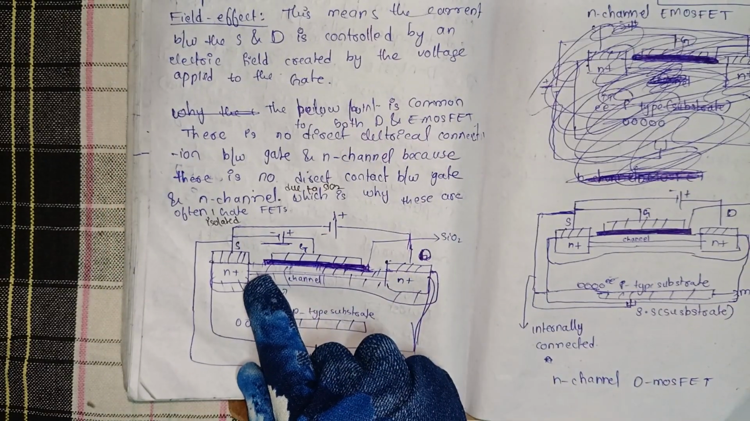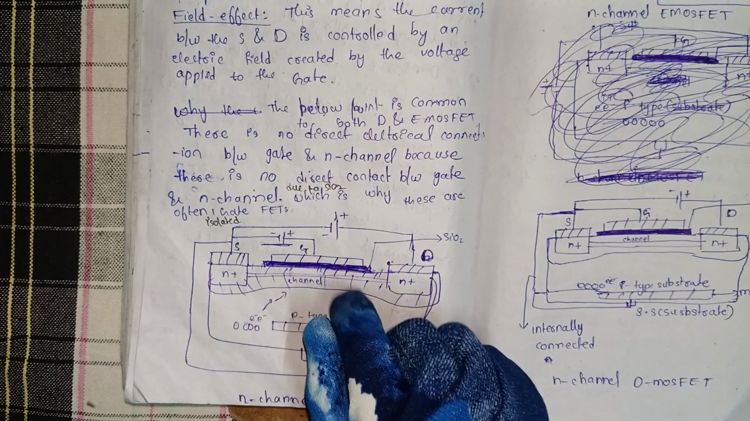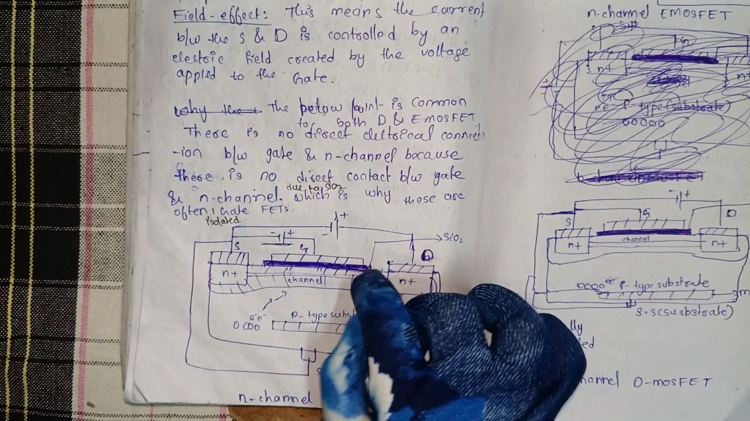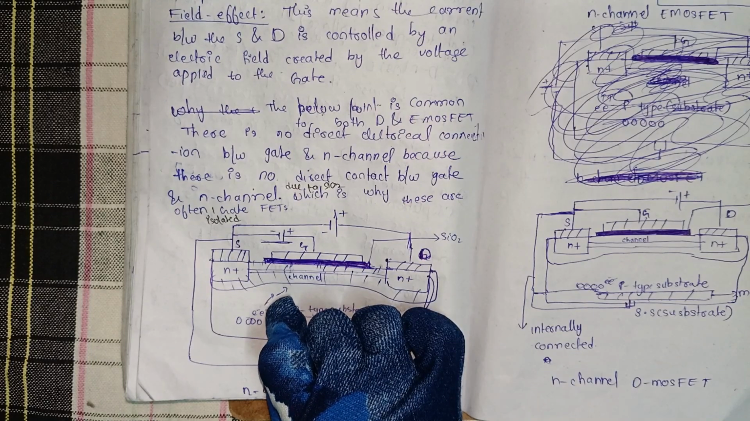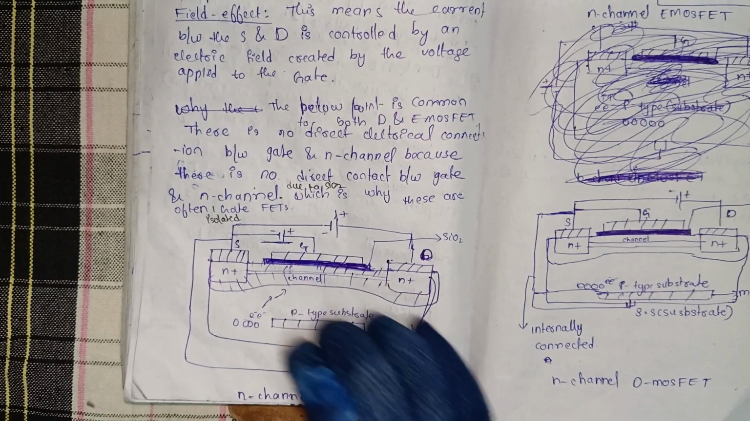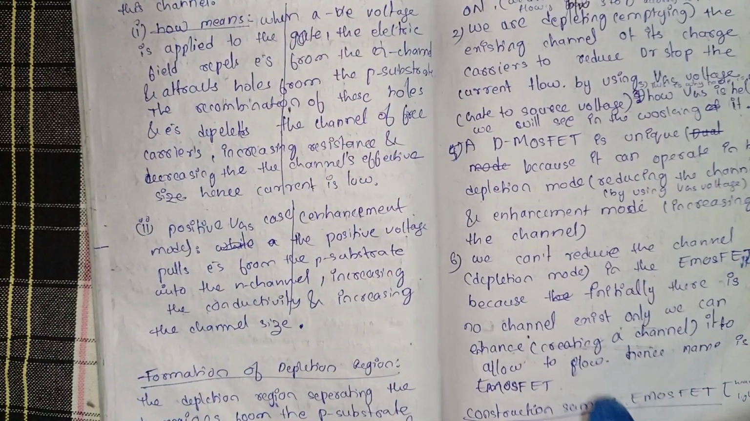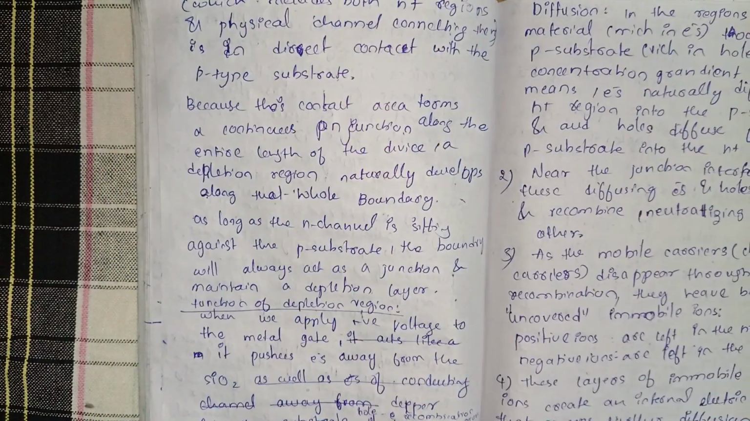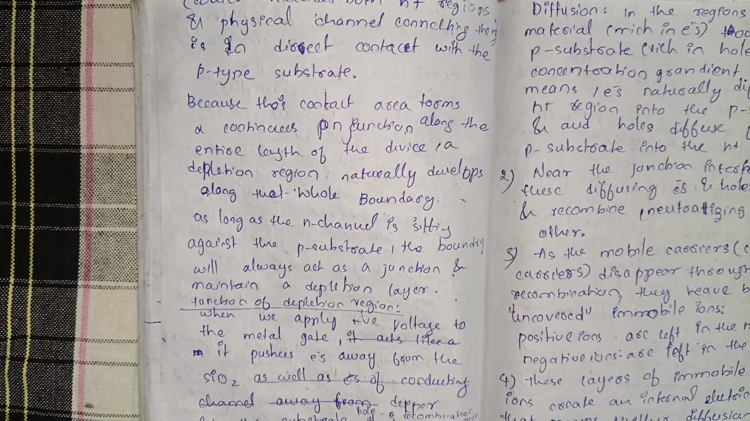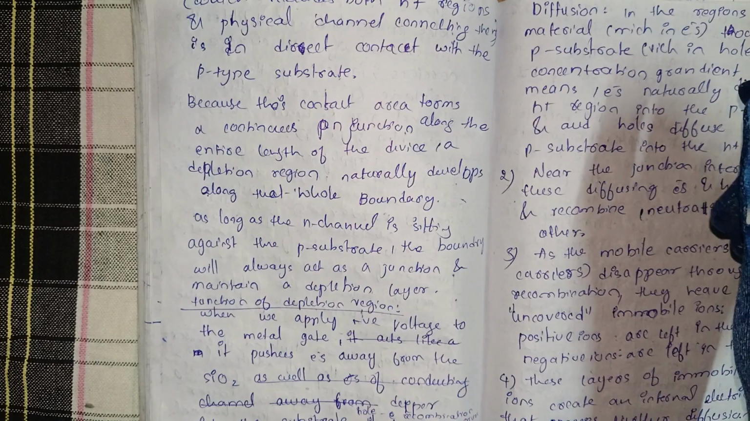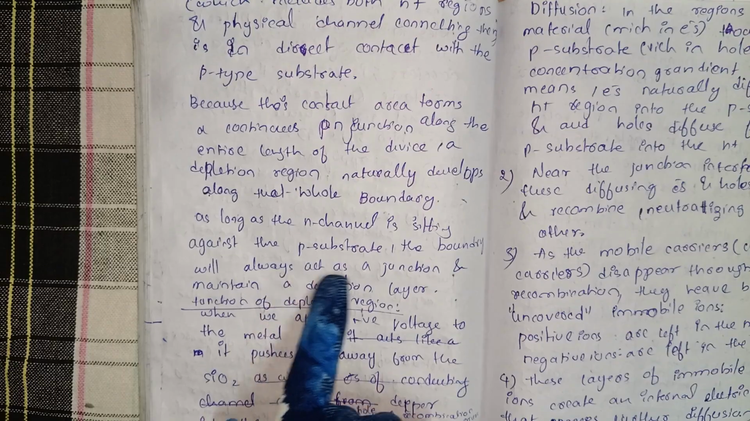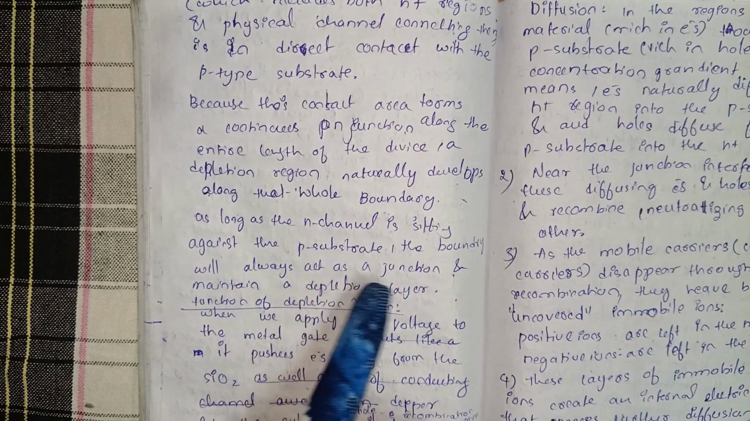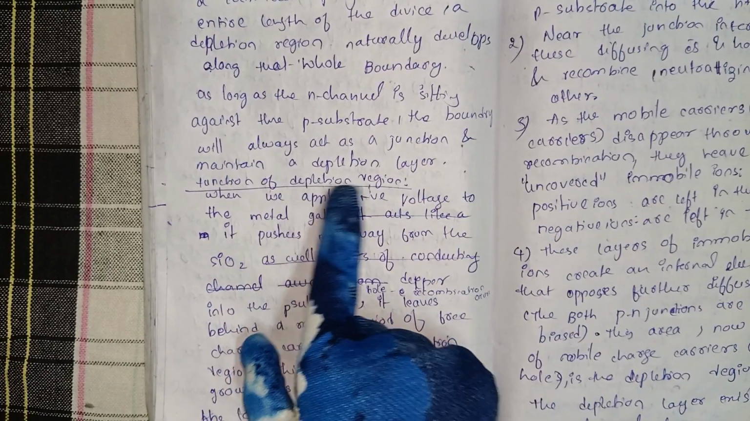So here the p-n junction is forming around all the area. So that's why the depletion region is forming around this channel also. As long as the channel is sitting against the p substrate, the boundary will always act as a junction and maintain a depletion layer. And then, function of the depletion region.